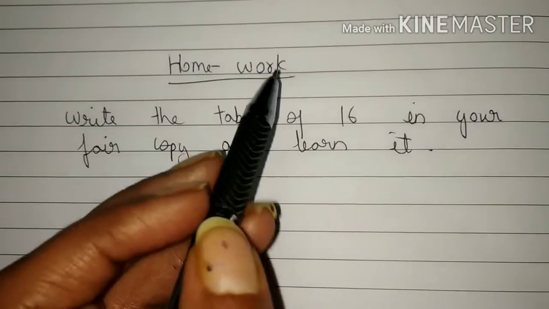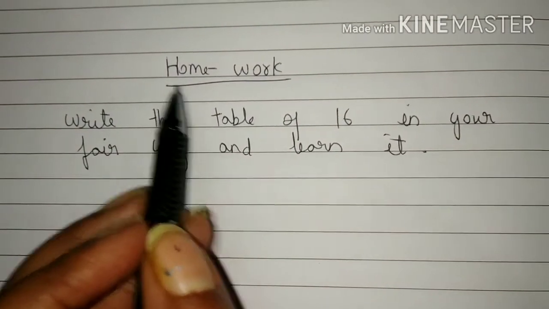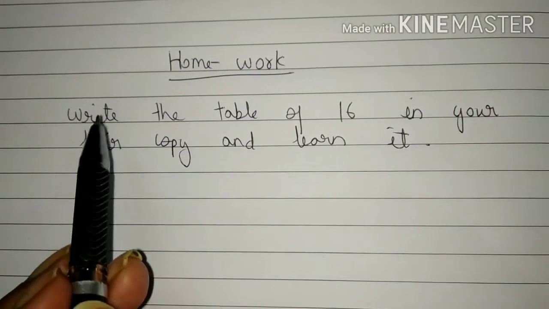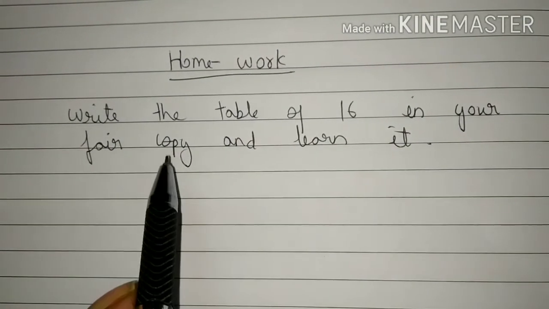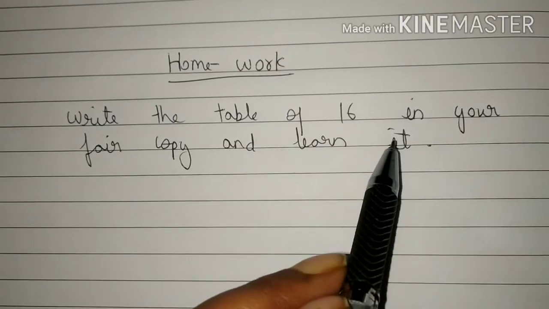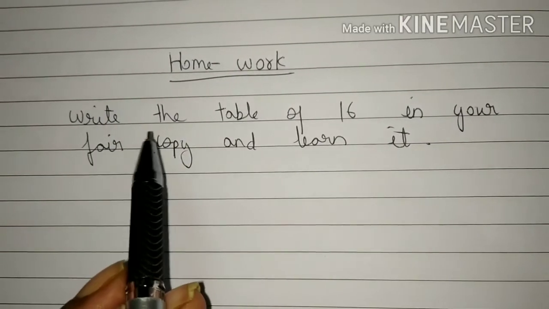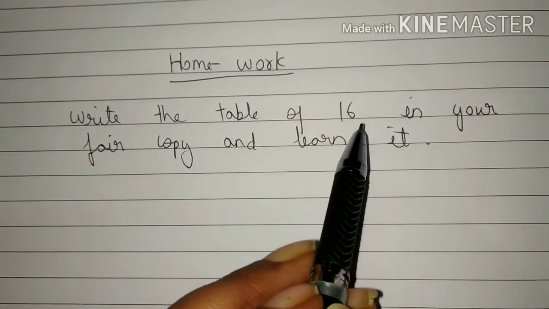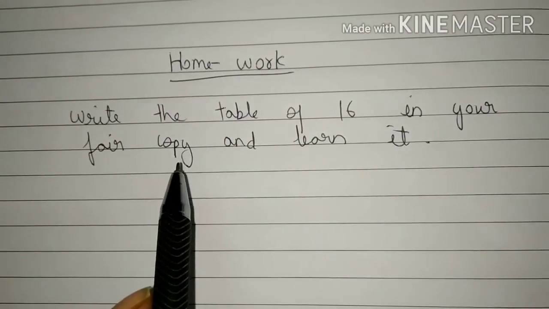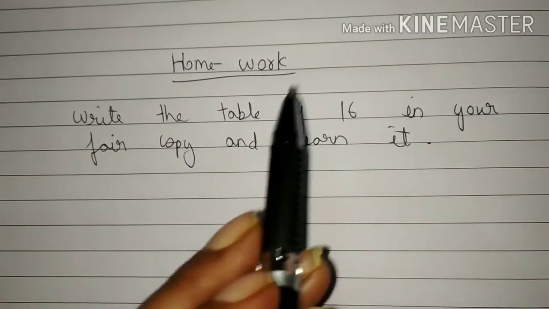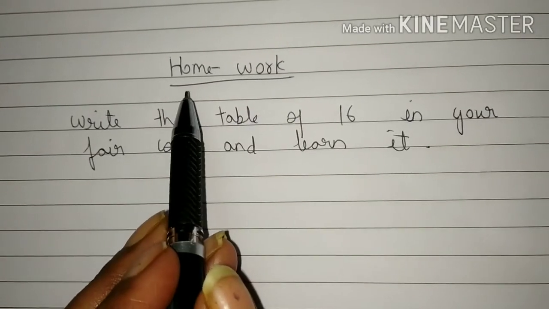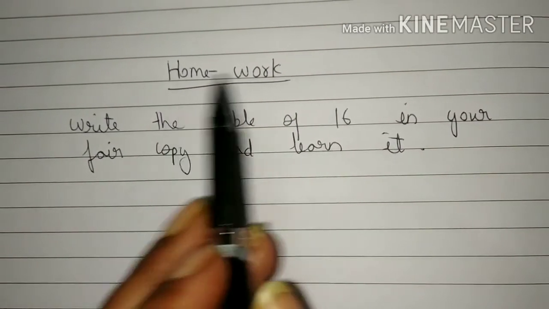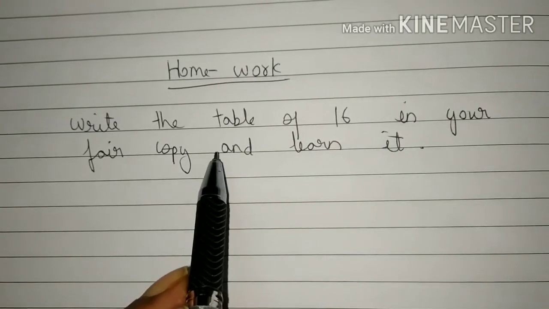Students, note down your homework. This is your homework. Write the table of 16 in your fair copy and learn it. Students, you have to write the table of 16 in your fair copy and after that you have to learn it. Students, this is your homework. You have to do it in your fair copy and show me tomorrow.